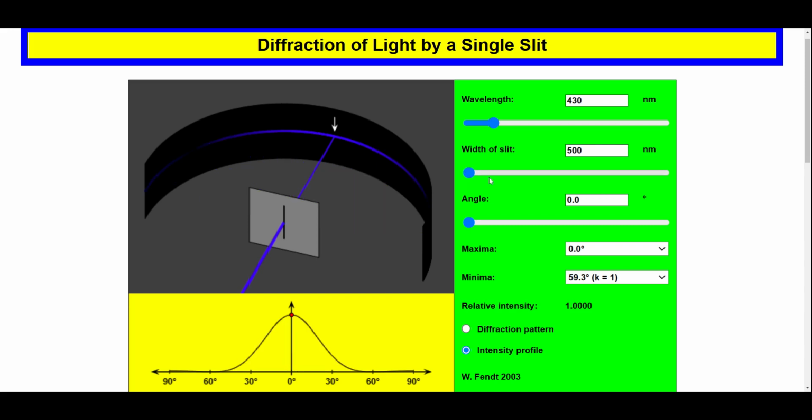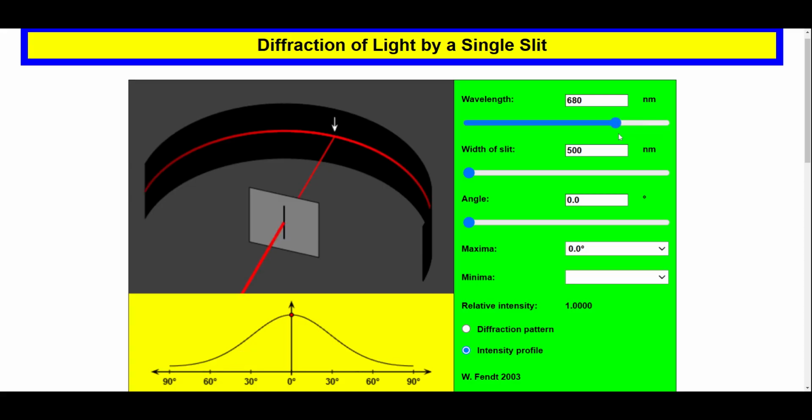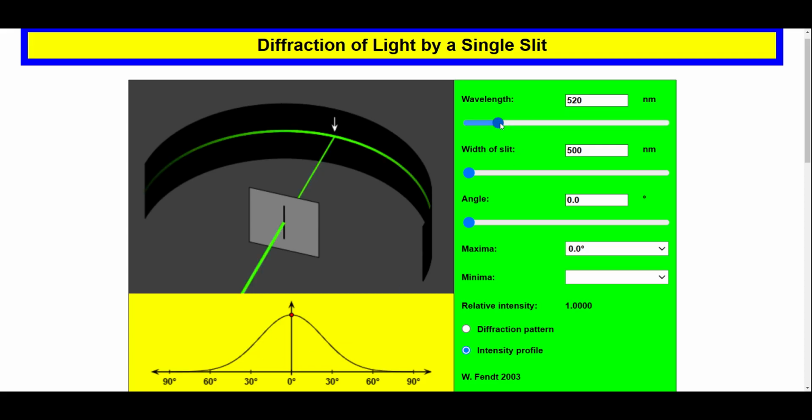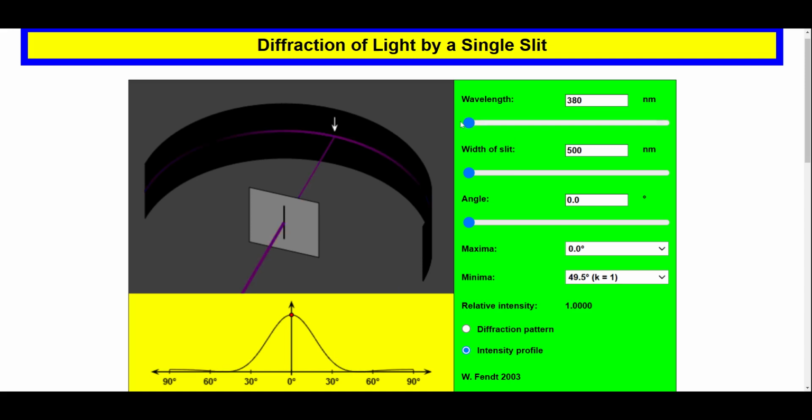So what we're going to do now is set the width, keep that still, and just change the wavelength. So let's go back to red light, which is over here roughly. And you should notice that if I change the colour, then the amount of diffraction that occurs is different for different wavelengths. So here we have red, yellow, narrower, green, again a narrower central fringe, blue, narrower still, and then finally purple, that's the narrowest.